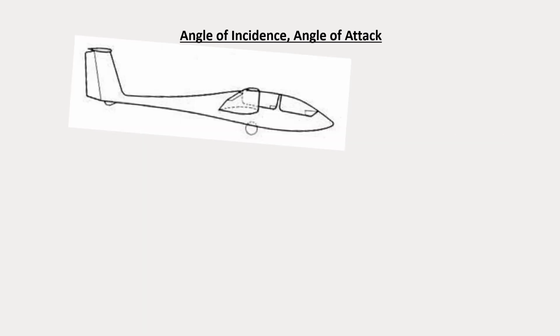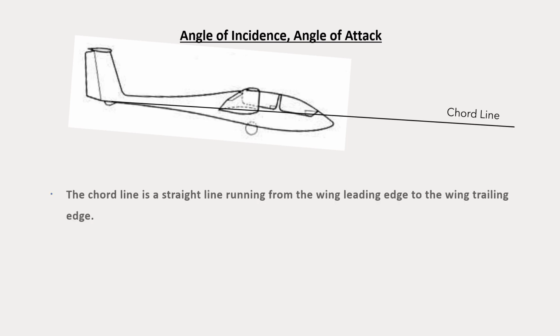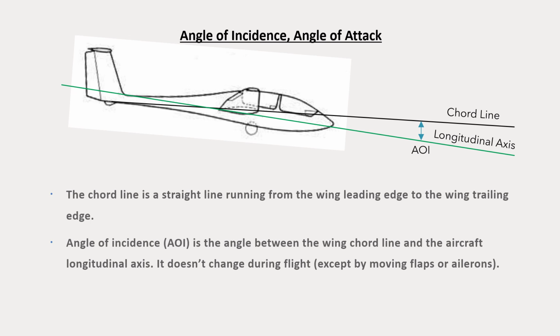Before getting into the explanation of lift, I need to define a few terms here. First term is the concept of a chord line. This is an imaginary line that runs through the trailing edge of the wing and the leading edge of the wing. And the angle of incidence is the angle between the chord line and the longitudinal axis of the glider. So the angle of incidence is set by the aircraft designer.